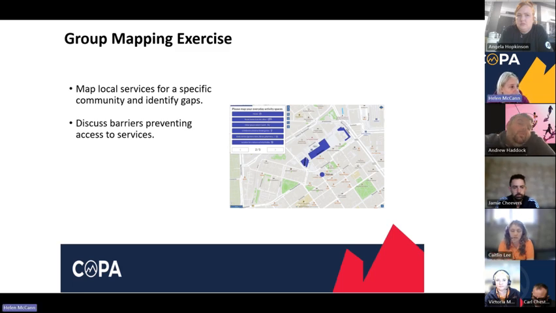So we're just going to have a look at mapping local services, to see what's out there in your areas, and then map what social, health and educational services are available. So I'm going to put you in breakout rooms again. You can do a little bit of research, about 10, 15 minutes, and we're just going to have a look at what gaps you can identify in your area that might be missing.